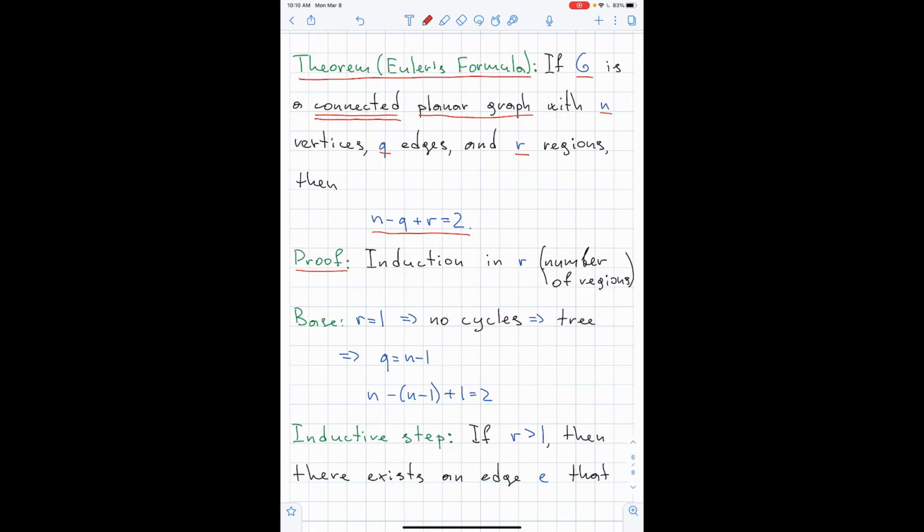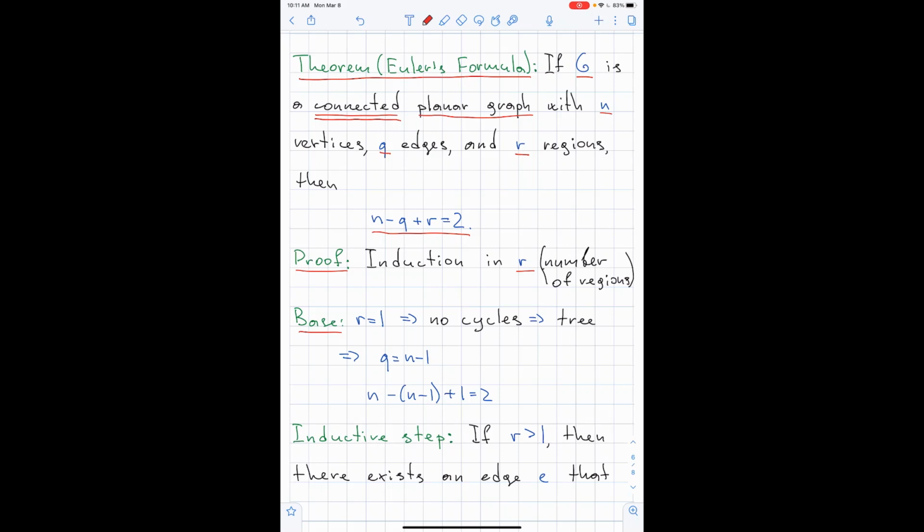So let's prove it. We are going to prove it using induction in the number of regions R. Your textbook actually uses induction in the number of edges, so it's a slightly different proof. But I think it's nice to have different proofs, always nice to have alternative approaches. So the base case is R equal to 1.